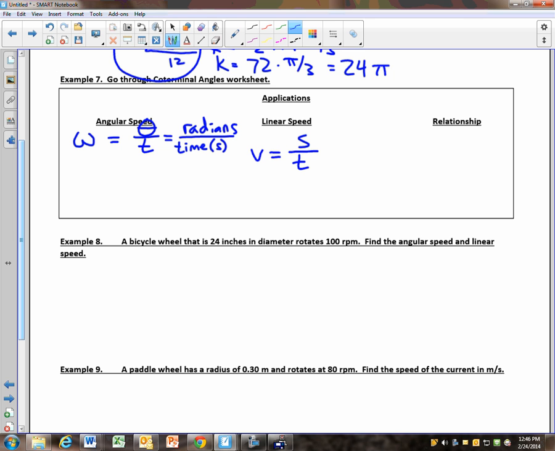Do you recognize that variable s? Where did that come from? Yeah, our arc length. You remember that s is equal to r theta. We're going to have to use that to calculate s. And so s is what we call distance. We knew it as arc length, and we're going to divide that again by time.